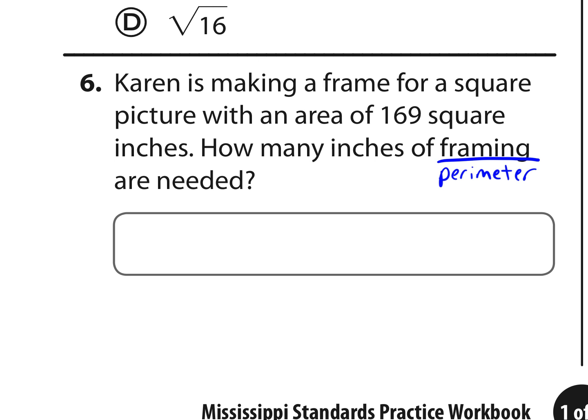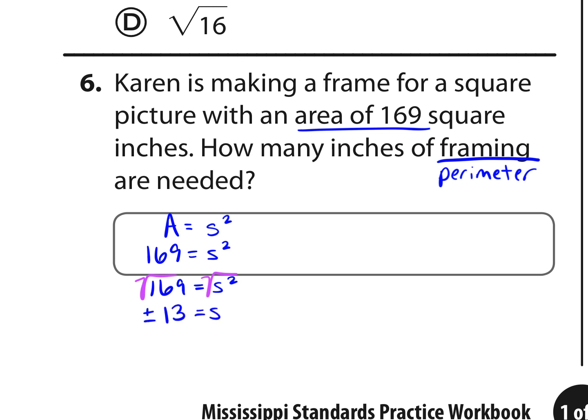So we just need to know what each side of this square picture measures. So I'm going to start with saying this. I know that the area is 169 square inches. And I have a little formula for area of a square. It's not on our reference sheet, but it just says that the area of a square is the side squared. So if I know the area is 169, then I can find what the side squared is by taking the square root of both sides of this equation to get 13 is S.